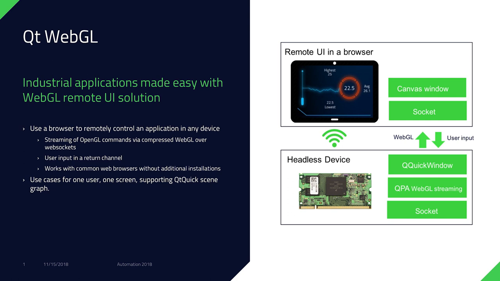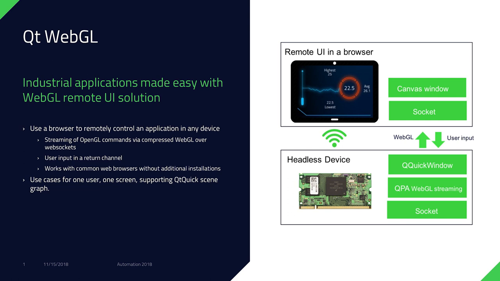So let's start with Qt WebGL. What is that? Qt WebGL is a new graphics backend for a Qt application. And the use case is for sharing basically a Qt application to a web browser. The way it actually works is that you're going to have your normal, regular Qt application running, in our case, on an embedded device. And instead of rendering this application on the local screen attached to that board, it will instead stream all the rendering commands to a distant browser.